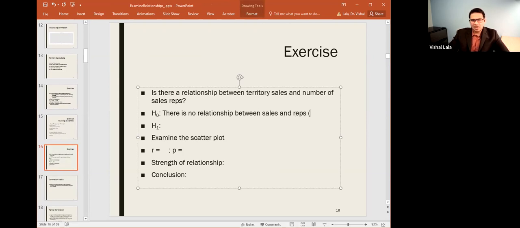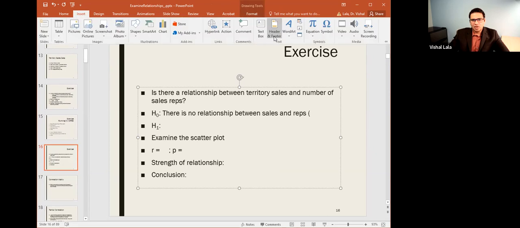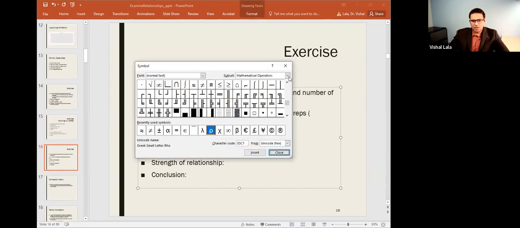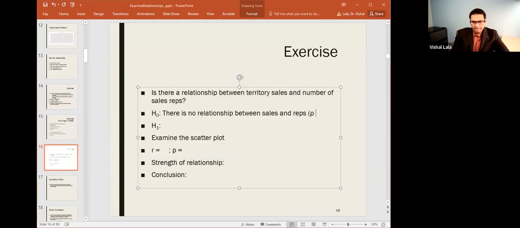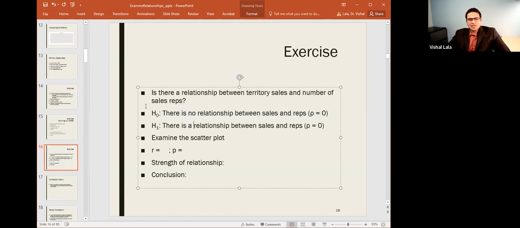And that's the same as saying rho is equal to 0, or we don't have to say that really. We make a choice of whether to say rho equal to 0 or write this whole expression out. I'm going to do both in the interest of completeness. H1: there is a relationship between sales and reps. Okay. This time around, I'll do it the right way, and I'm going to make the scatter plot first before examining the correlations.